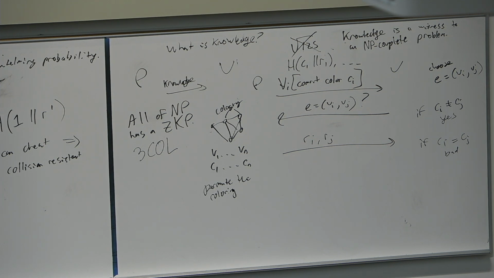Yeah. So there's a zero knowledge proof for all of NP because 3 coloring is NP complete. You could reduce SAT to 3 coloring and then do the same thing for a satisfying assignment, and so on, right?